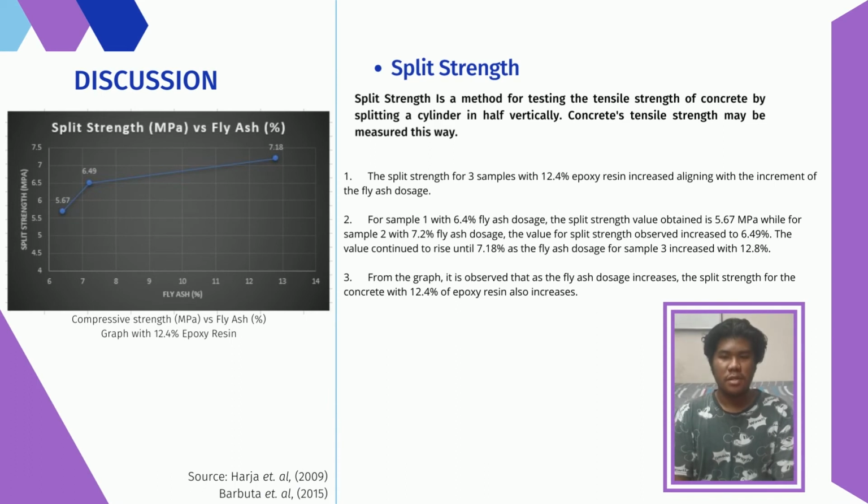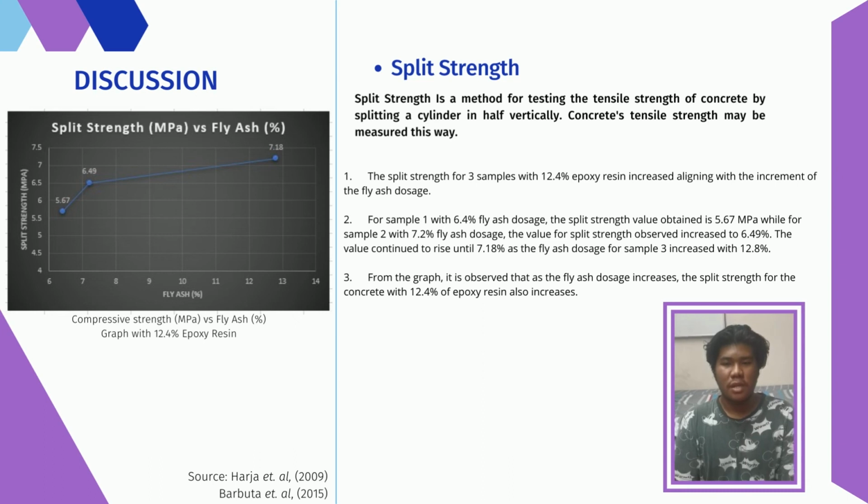According to the split strength graph, the split strength for 3 samples with 12.4% of epoxy resin increased, aligning with the increments of the fly ash dosage. For sample 1, with 6.4% of fly ash dosage, the split strength value obtained is 5.67 MPa, while for sample 2 with 7.2% of fly ash dosage, the value for split strength observed increased to 6.49 MPa. The value continued to rise until 7.18 MPa as the fly ash dosage for sample 3 increased to 12.8%. From the graph, it is observed that as the fly ash dosage increases, the split strength for the concrete with 12.4% of epoxy resin also increases.